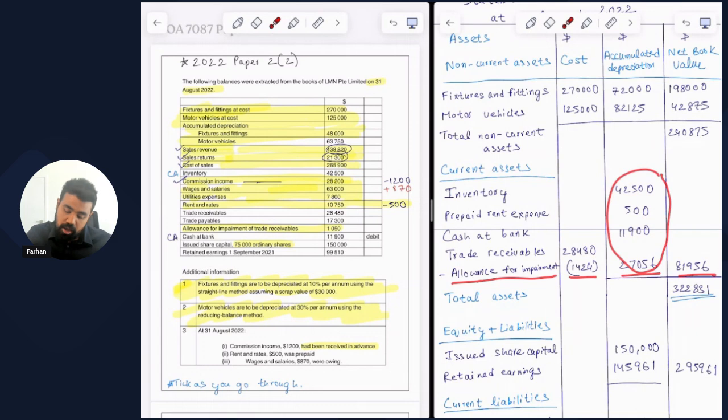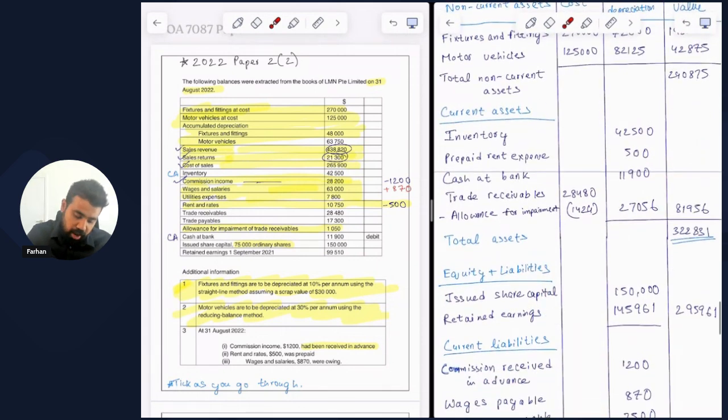Okay. So total current assets of 81,956 added with the total of non-current assets of 240,875 gives total assets of $322,831. All right. So let's highlight the trade receivables that we have already used, the inventory that we have used, the cash at bank we have used. And yeah, as you can see, most of the stuff have been used already.